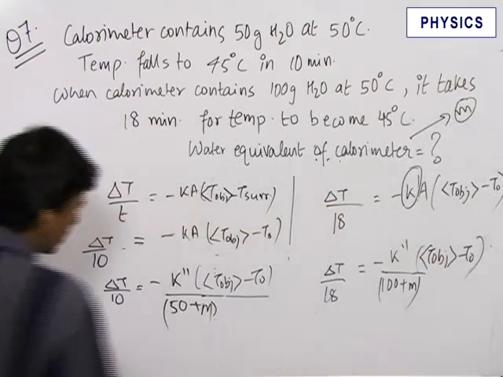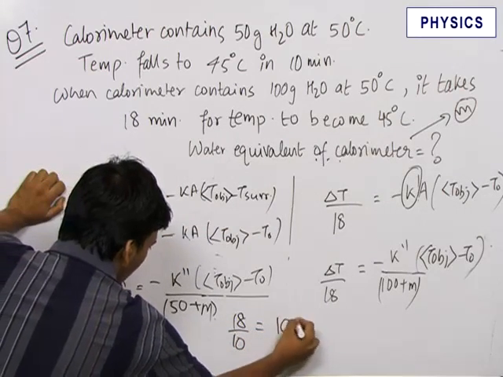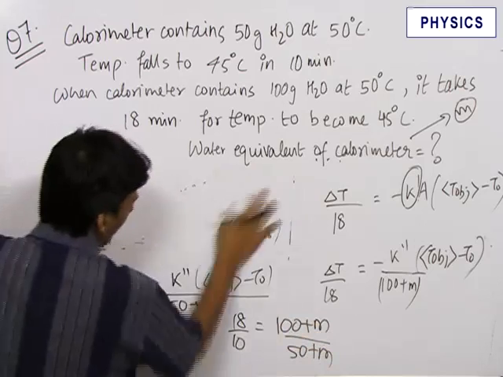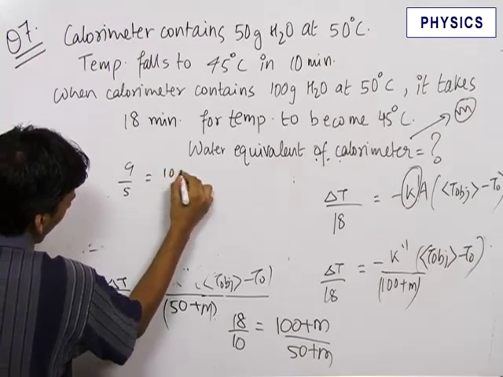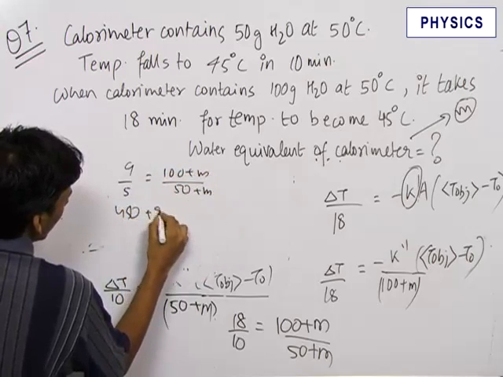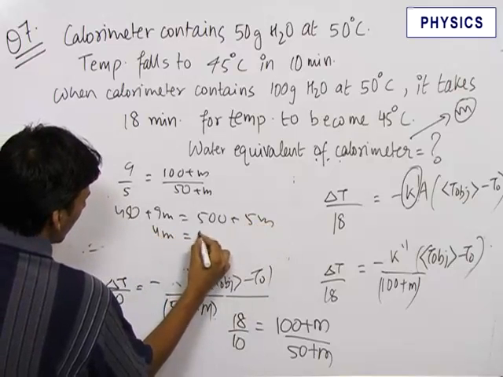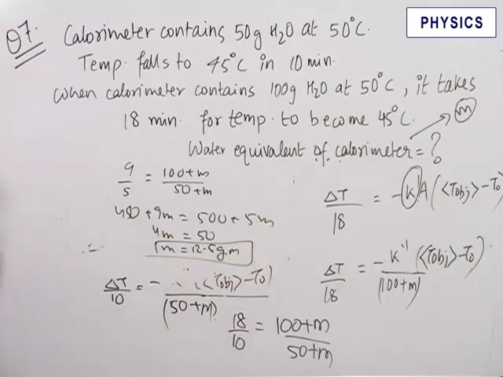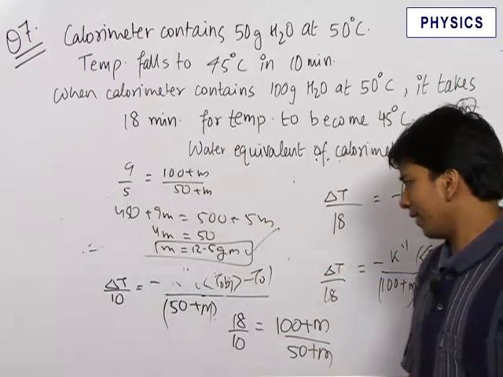Now dividing these two equations we get 18 upon 10 is equal to 100 plus m upon 50 plus m. That is 9 upon 5 is equal to 100 plus m upon 50 plus m. 450 plus 9m is equal to 500 plus 5m. 4m is equal to 50. m is equal to 12.5 grams. So the final answer for the water equivalent of the calorimeter comes out to be equal to 12.5 grams.